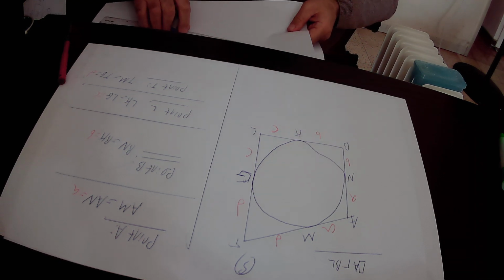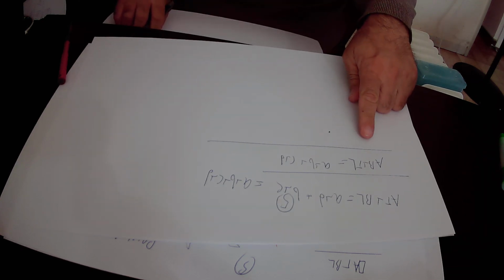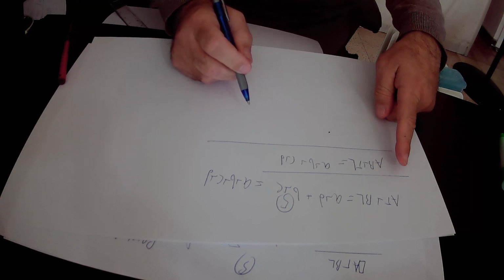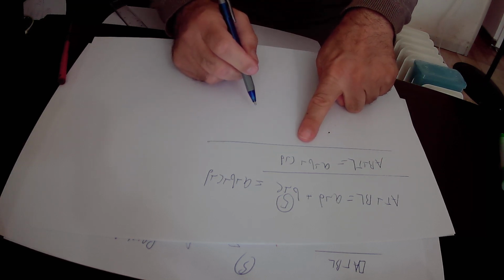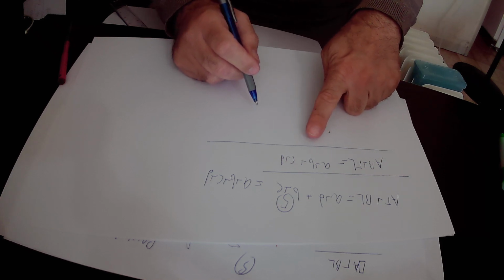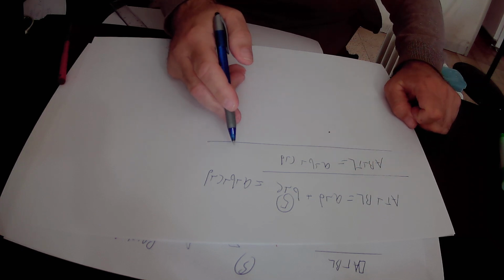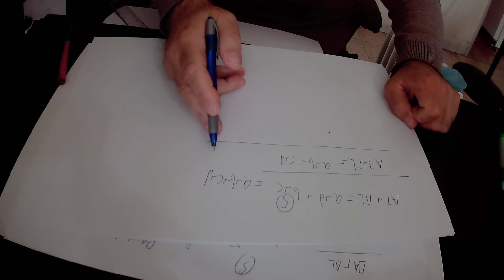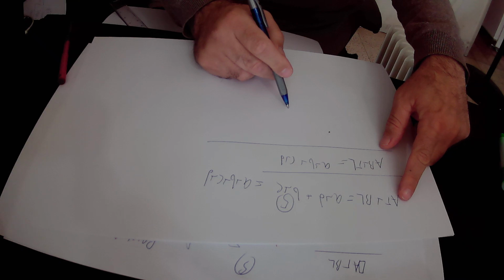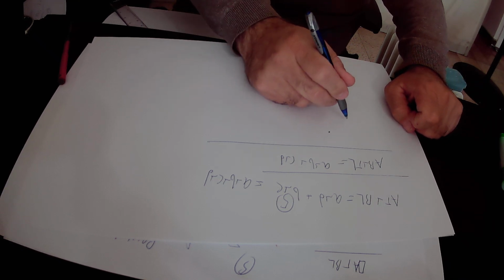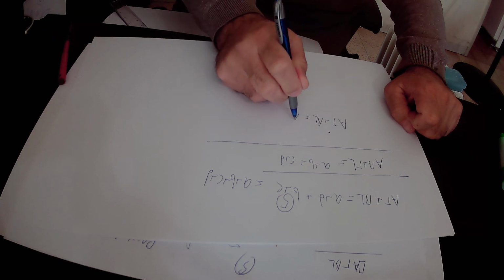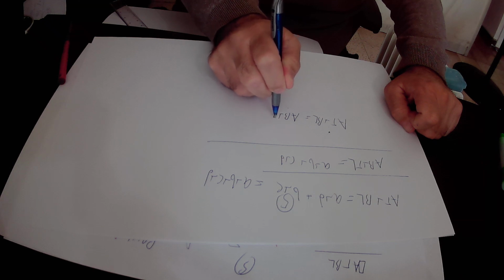So in conclusion, we found out that AB plus TL equals a plus b plus c plus d, and AT plus BL also equals a plus b plus c plus d. That is to say, those two expressions are equal to each other. So we can write down that AT plus BL equals AB plus TL.